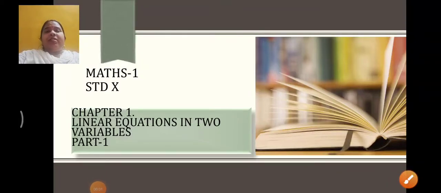Good morning, students. In this session, we will be starting with our first chapter, that is linear equation in two variables. Let us quickly have a look at the content outline of the chapter.